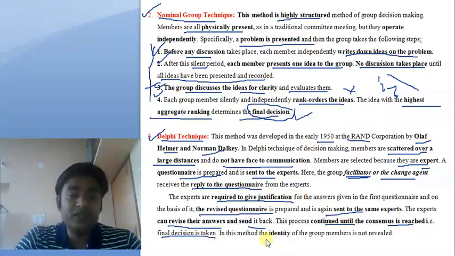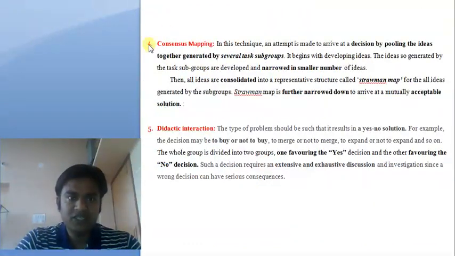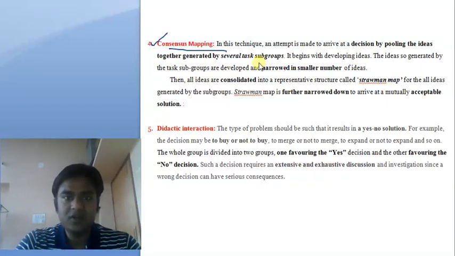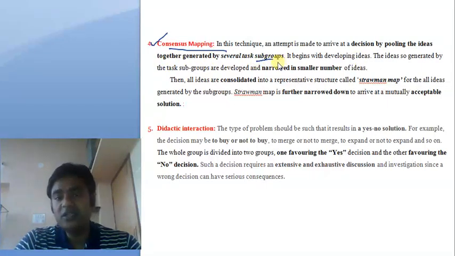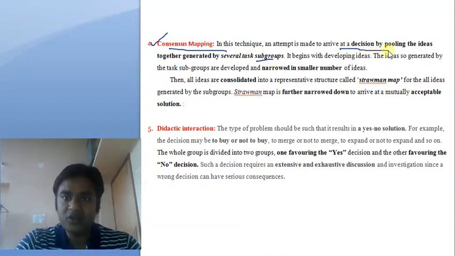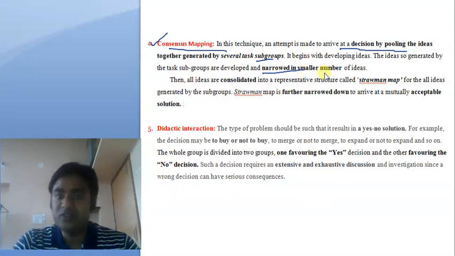In this method the identity of the group members is not revealed. The next method is the consensus mapping method. Here there are different subgroups, and these subgroups give their ideas. These ideas are pooled. Then the ideas are narrowed down, meaning when a large number of ideas are there, they are reduced to a smaller number.